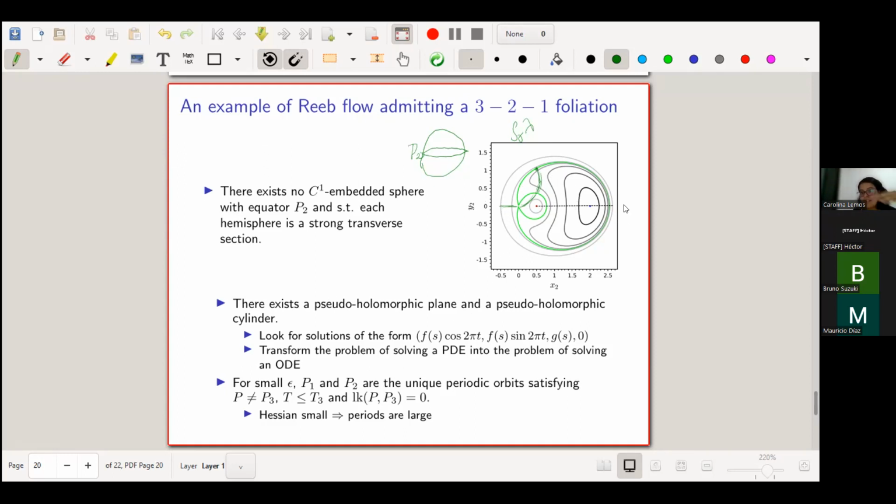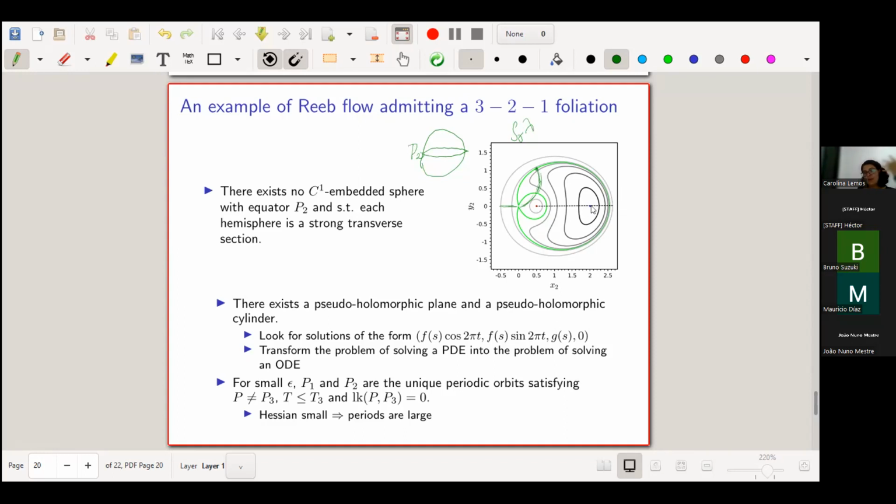And also in this case, it's not so hard to find the existence of some of the pseudo-holomorphic curves, basically because of the symmetry of the problem. We can reduce the problem of solving the Cauchy-Riemann equations to a problem of solving an ODE. So it will be more or less easy.